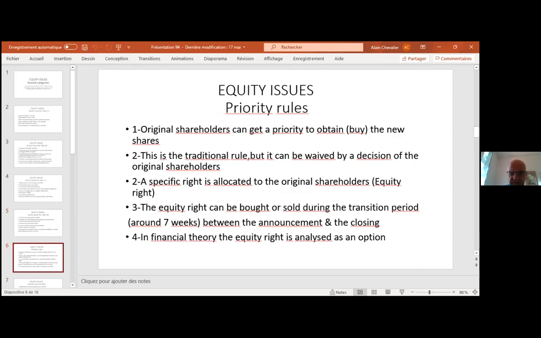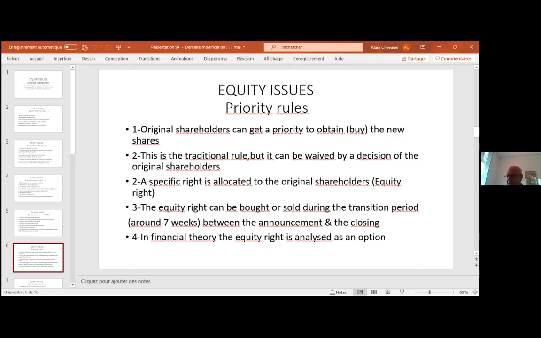Now, how is it organized? You have two categories of issues: issues for free and issues for cash, but anyway, the basic rules are the same. In most of the cases, and this is a general rule with exceptions, of course, original shareholders can get a priority to obtain the new shares which are issued, I mean to buy these new shares, okay?